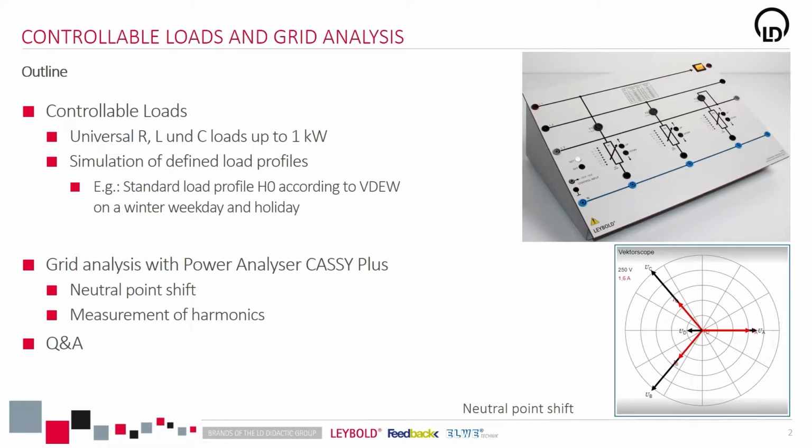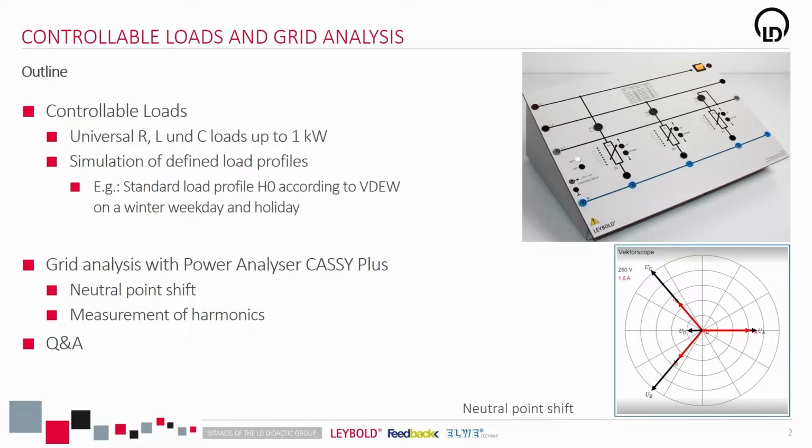Now I will show you the properties and specification of the loads, and we'll then go to the live experiments on grid analyzers with the Power Analyser CASSY Plus. We will show how a neutral point shift comes together, and I will show you how harmonics are measured with our measurement tool CASSY Lab 2. In all our cases, measuring and controlling the loads will be done with the Power Analyser CASSY Plus. We will finish our talk with a short Q&A.